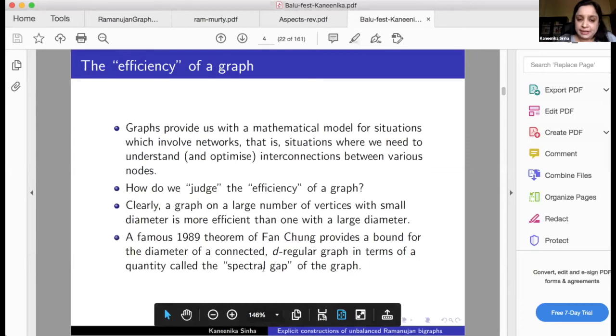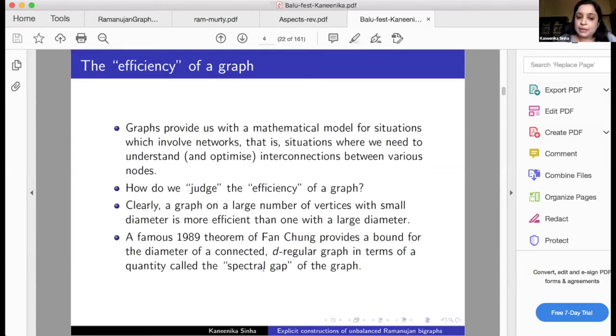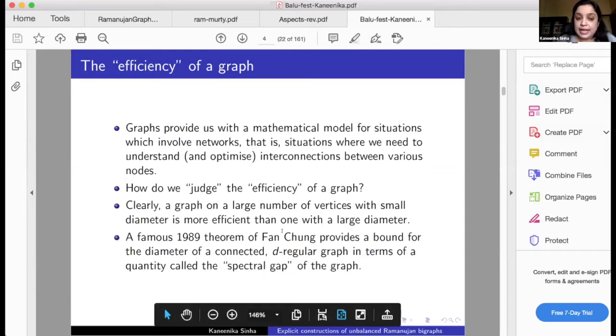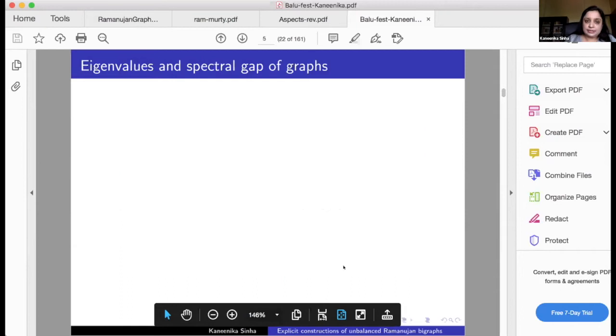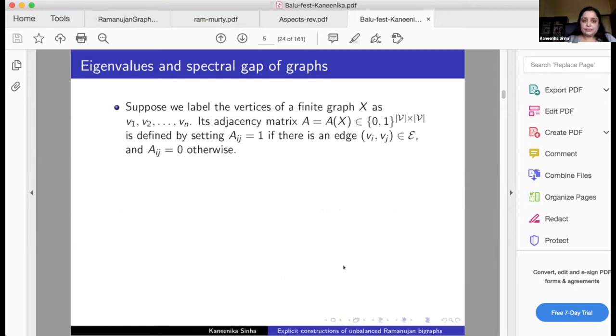So there's a very famous 1989 theorem of Fan Chung, which provides a bound for the diameter of a connected d-regular graph in terms of a quantity called the spectral gap of the graph, which in turn depends on eigenvalues of the graph. So let's go over that notion.